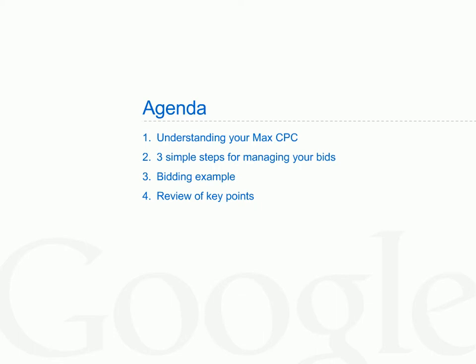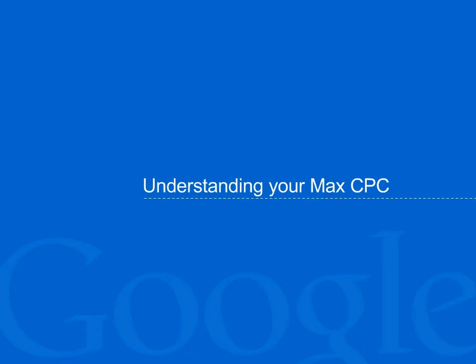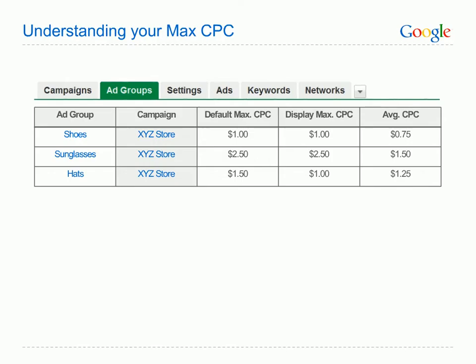First, we'll explain what your Max CPC bid is. Then we'll present 3 simple steps for managing your bids and take a detailed look at each of these steps. Using an example, we'll show you how these steps work in practice. And finally, we'll review the key points. Let's do a quick review of bidding in AdWords and the different types of bids you'll see in your account. Here's a simplified view of the Ad Groups tab in your AdWords account.